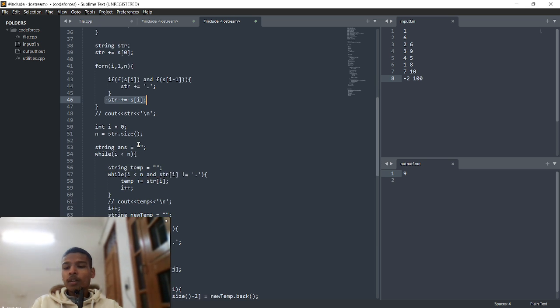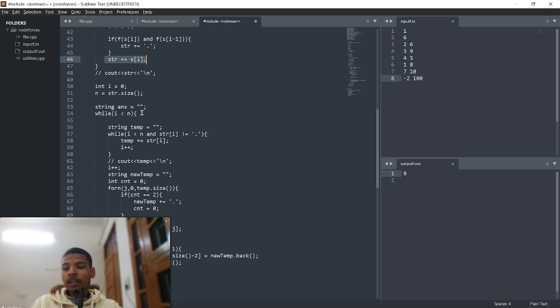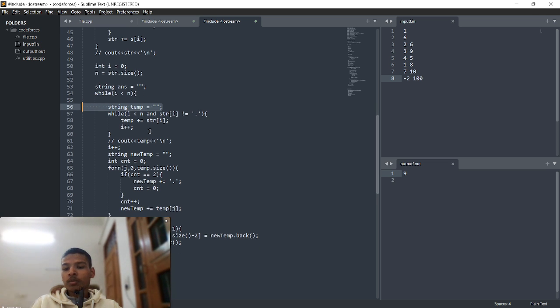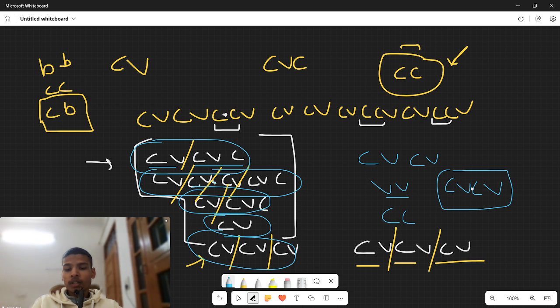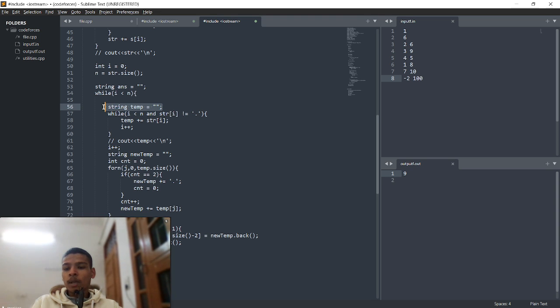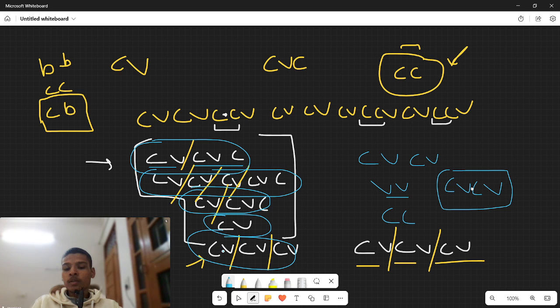Okay. Now I am iterating from the beginning, and what I am storing is a temp string. In temp, I am dealing independently with each of these strings, from this, from this, from this, and last from this. So in a string named temp, I am only storing these individual strings.